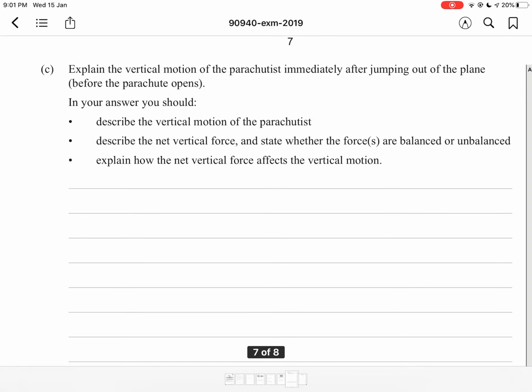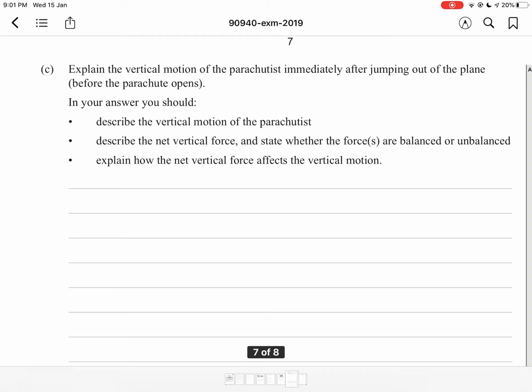Alright, question C. Explain the vertical motion of the parachutist immediately after jumping out of the plane. So that's before the parachute opens. In your answer, you should describe the vertical motion of the parachutist, describe the net vertical force, and state whether the forces are balanced or unbalanced. Explain how the net vertical force affects the vertical motion.